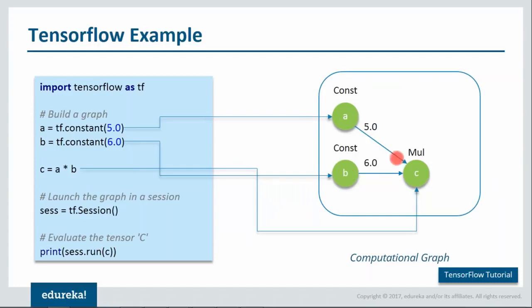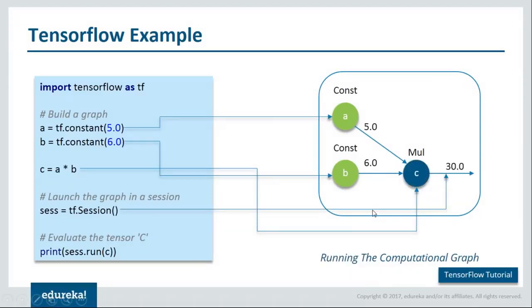Next up we need to run it inside a session. So when we run the session, what will happen? The values that are stored in A and B will be multiplied. So let us see if that happens. Yep. So after running the session, we got the output as 30, which is nothing but the multiplication of A and B. When you multiply 5 by 6, obviously you will get 30.